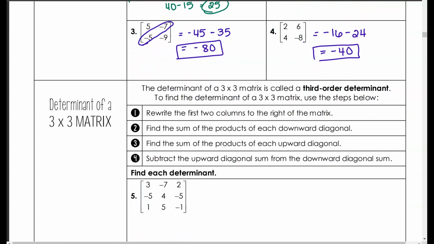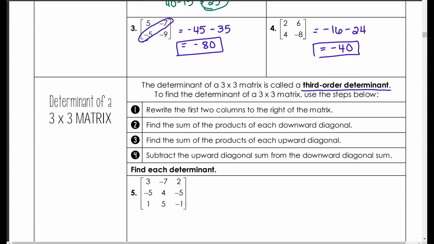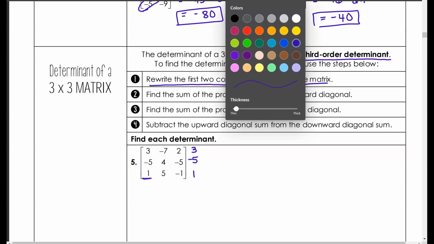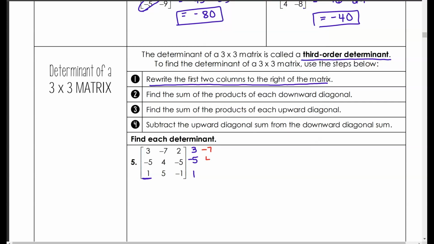The determinant of a 3 by 3 matrix is called the third order determinant. To find it, we use the following steps. We're going to rewrite the first two columns to the right of the matrix. In this particular example, let's do the example at the same time. Here's our first column, and I'm going to write it over here: 3, -5, 1. And then we take the next column and write it out: -7, 4, 5.